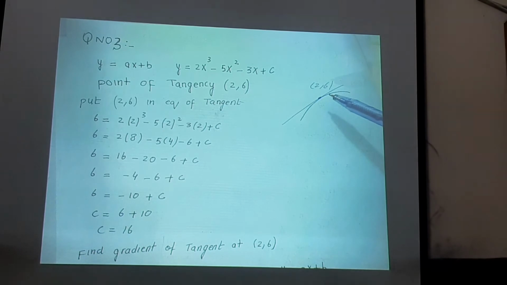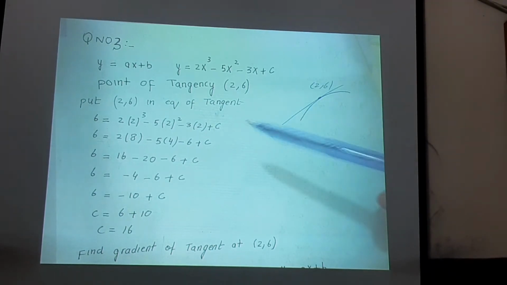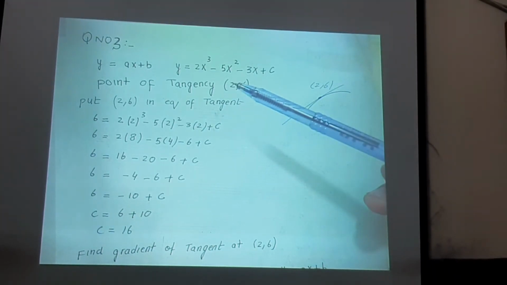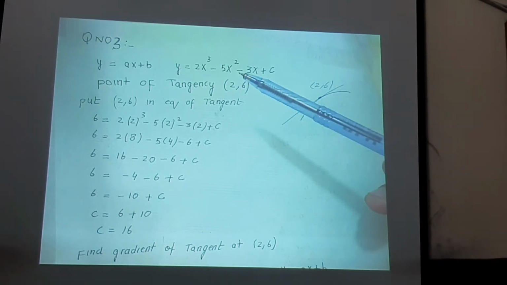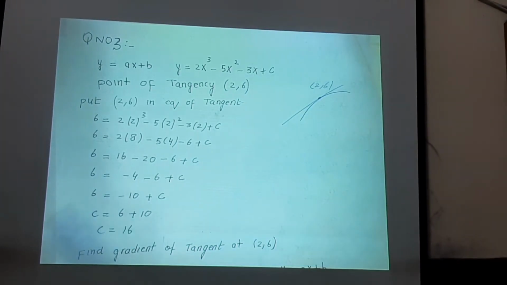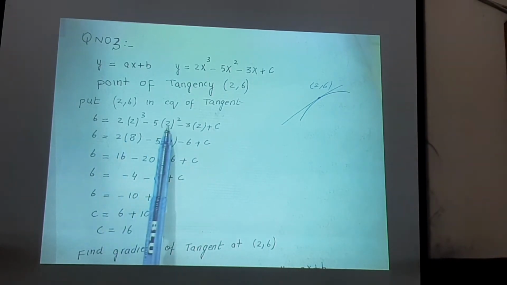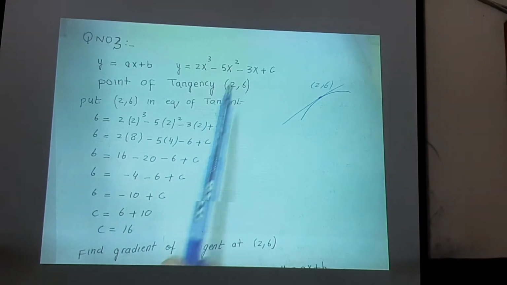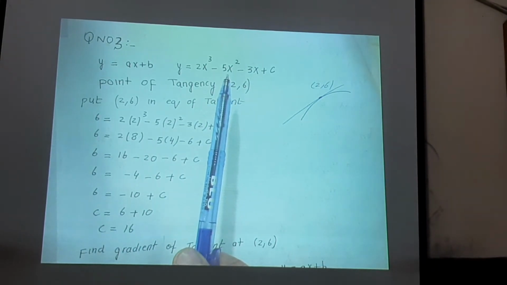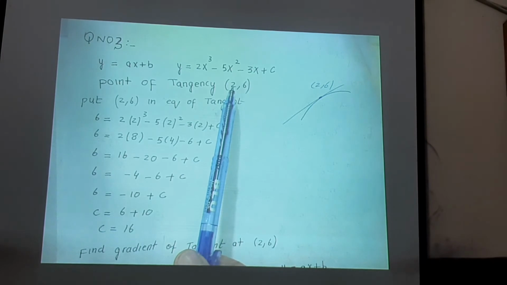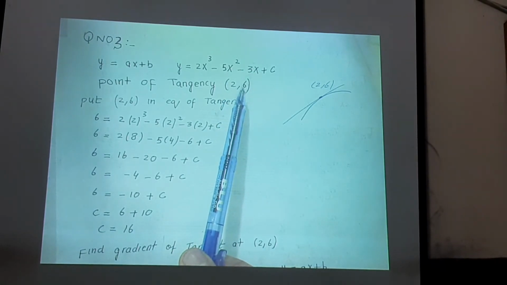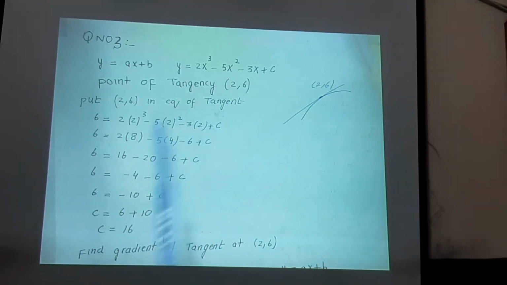As the curve is passing through this point, you can use the coordinates of this point in the equation of the curve. So I am going to put the value of x, which is 2, and y, which is 6, in the equation of the curve. I have placed the values of x, which is 2, and y, which is 6, in this equation of the curve. So simplify this one.